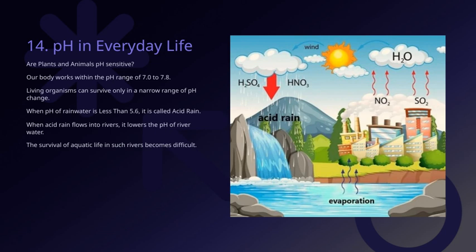Living organisms, whether they're plants or animals, can only survive within a narrow range of pH levels. For example, our own bodies function best within a pH range of about 7 to 7.8. That's a pretty tight window, and it highlights how sensitive living things are to pH changes.